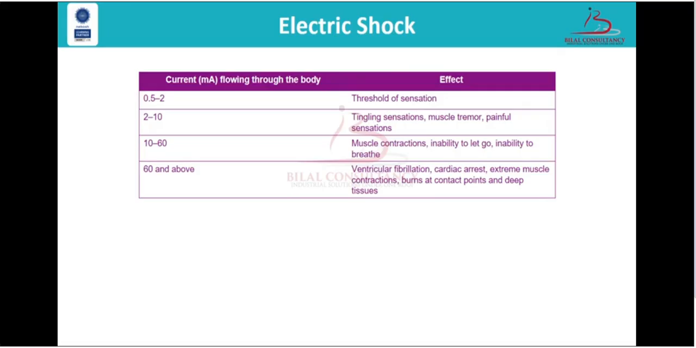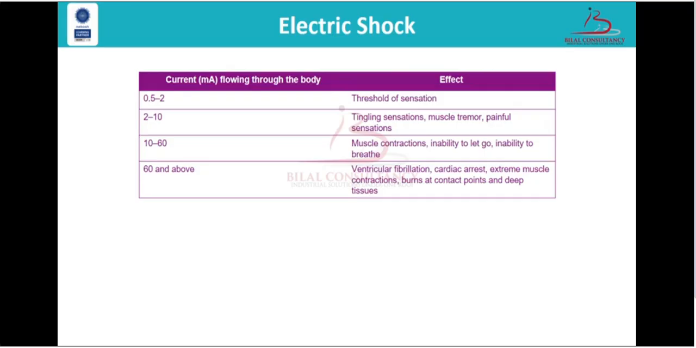At current flows above 60 milliampere, there is the possibility of ventricular fibrillation, where the heart is no longer beating in a synchronized rhythmic manner, but spasmodically. This usually leads to cardiac arrest. As the current increases above 80 milliampere, the possibility of ventricular fibrillation becomes greater. Muscle contraction can become so extreme that bones are broken. Burns will occur at the entry and exit point, and in the tissues that the current has passed through. Death becomes more likely as the current increases.